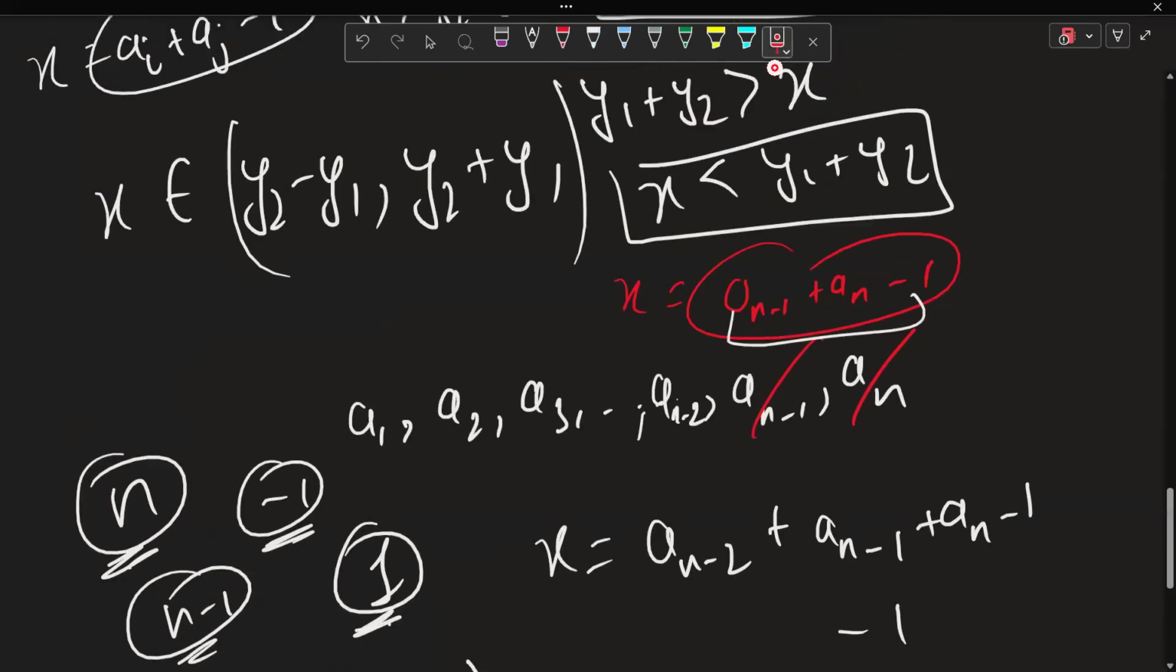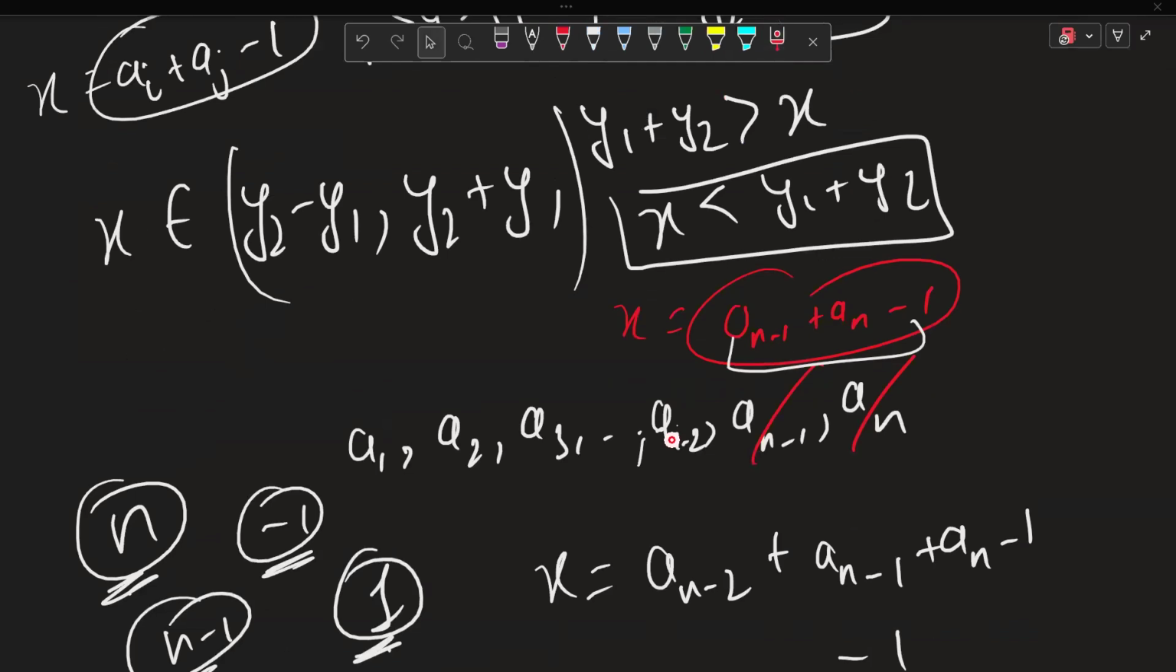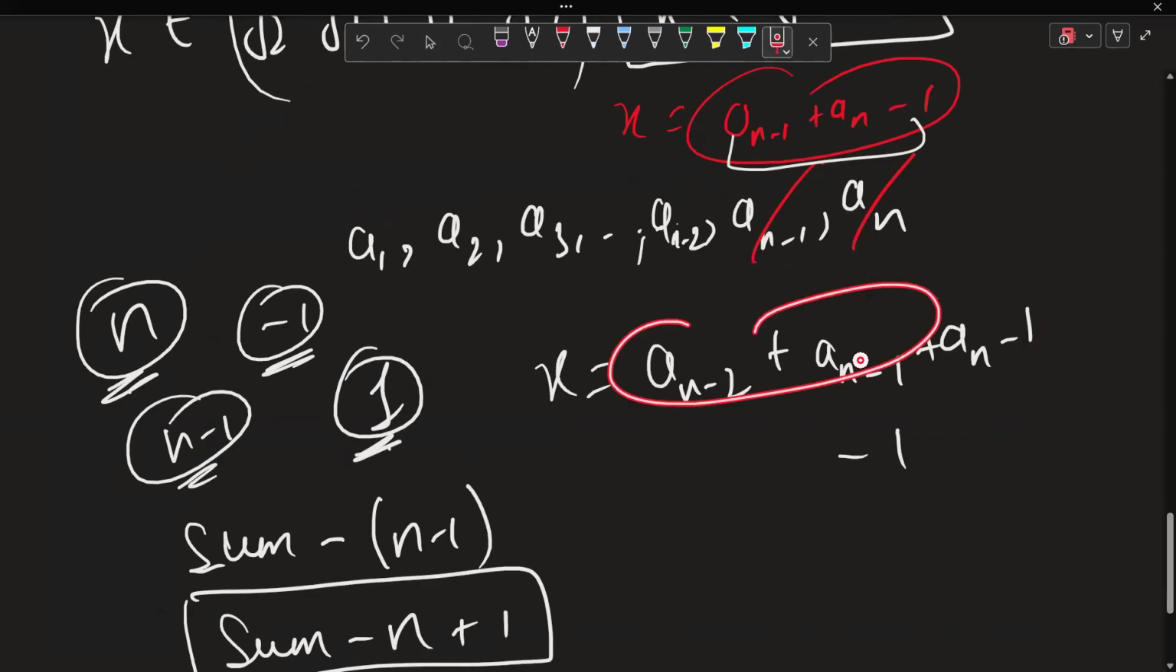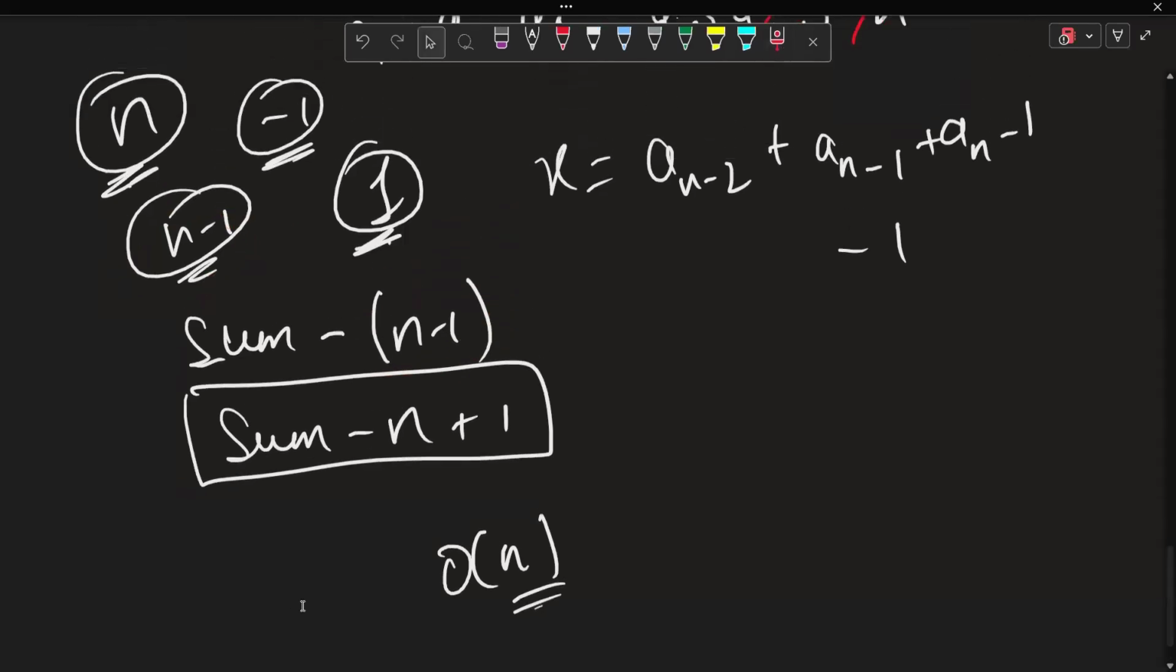In every operation you are replacing with the sum of two elements minus 1. So finally the sum that you are getting is the sum of all elements minus 1, how many times? The number of operations that you have. So you have n minus 1 operations, that's why you are subtracting n minus 1 times. Is it clear now?